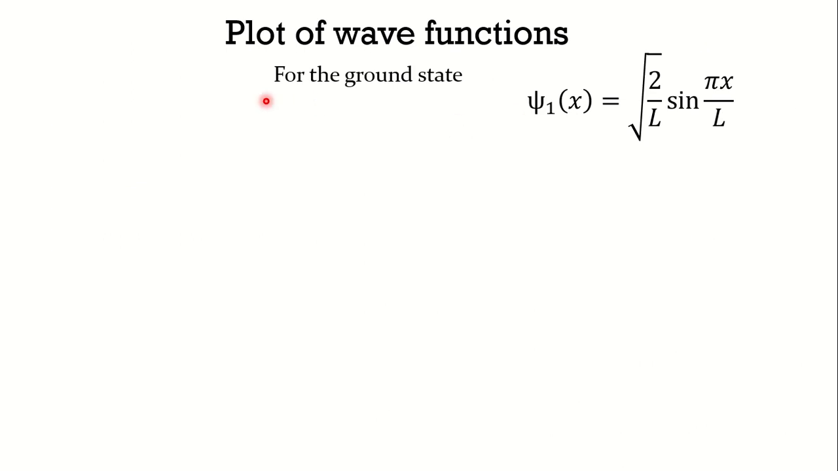So this is for the ground state. I have put the value of C1 and n equal to 1. Now if I put x equal to 0, my wave function becomes 0 because sine 0 is 0. If I put x equal to L, the L cancels out and I have sine pi, which is also 0. So at x equal to L also, psi 1 equals 0. That means the wave function is 0 at the edges of the box, at the boundaries, for the ground state.